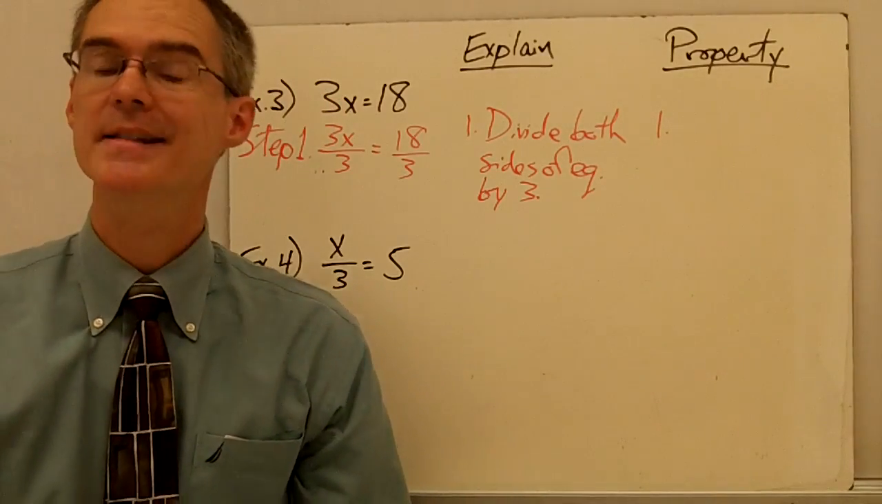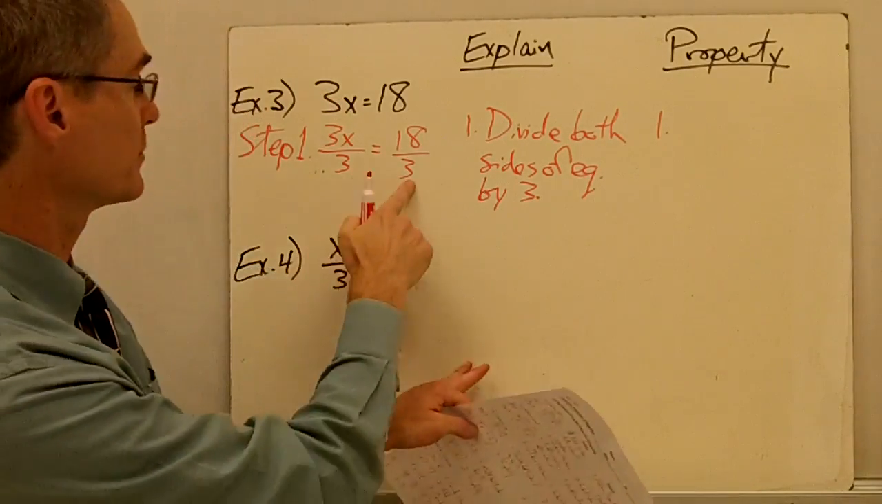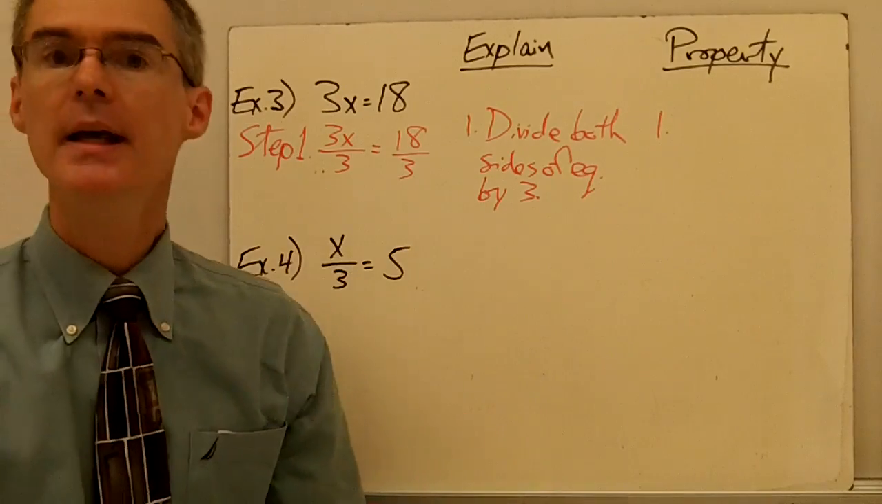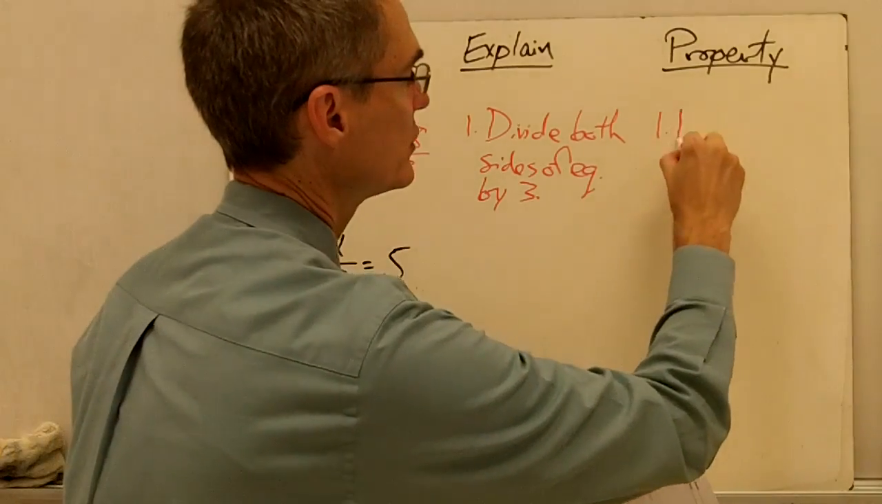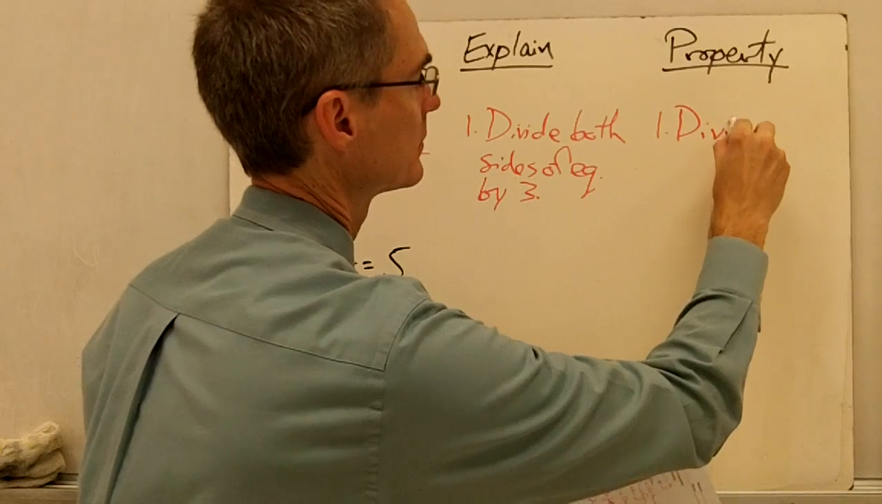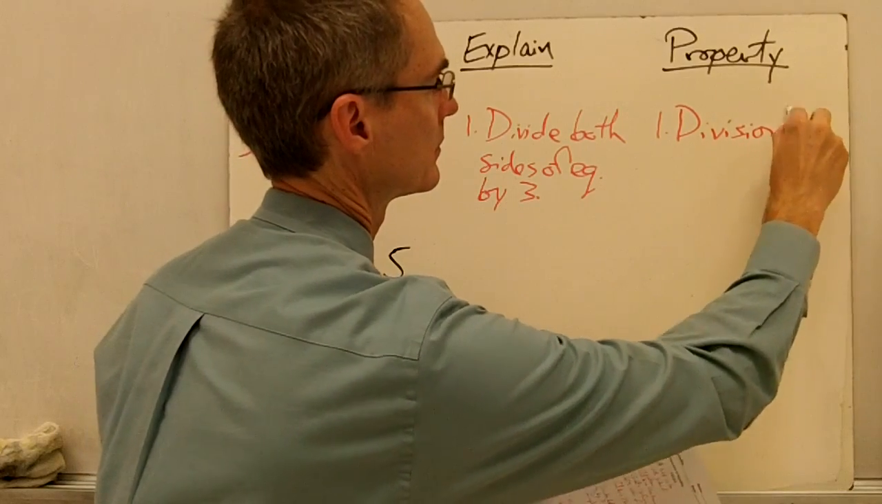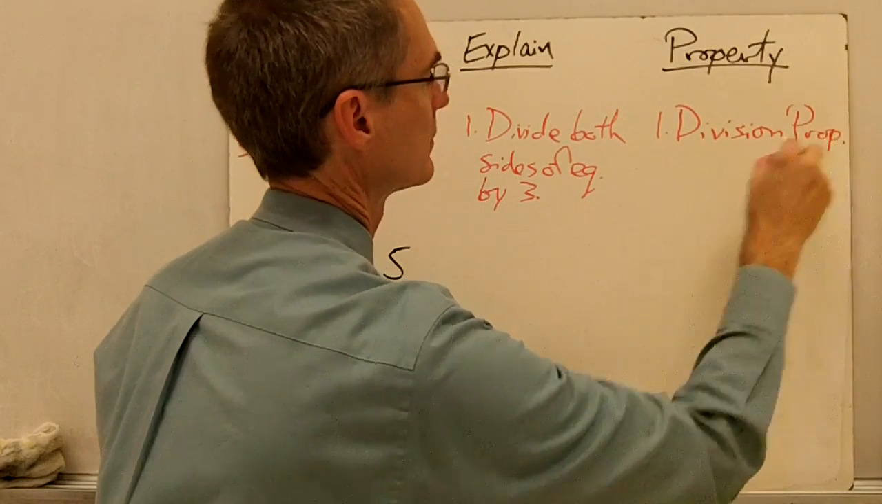You may have already guessed that the name of this property that allows me to divide both sides by 3 is called the division property of equality.